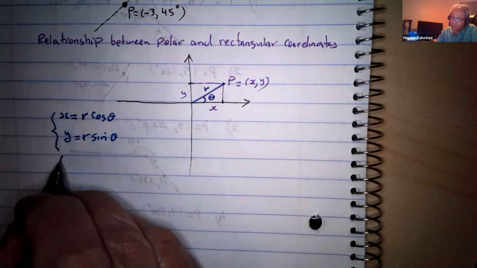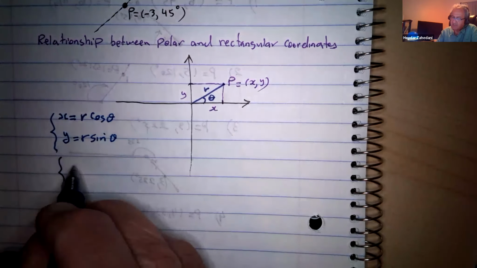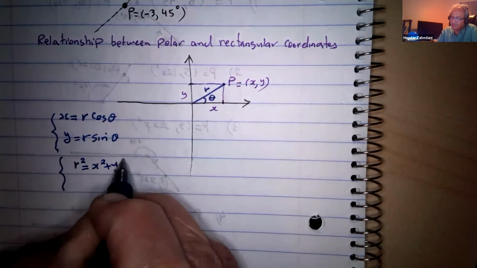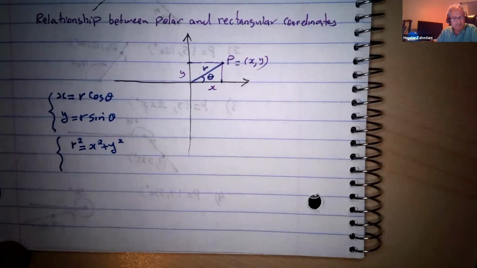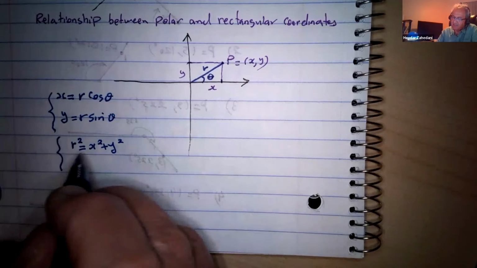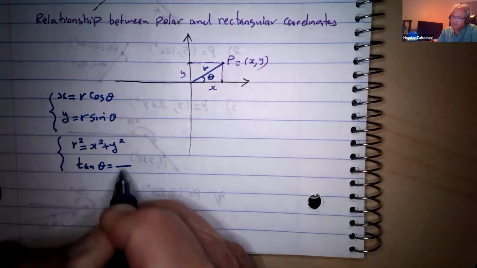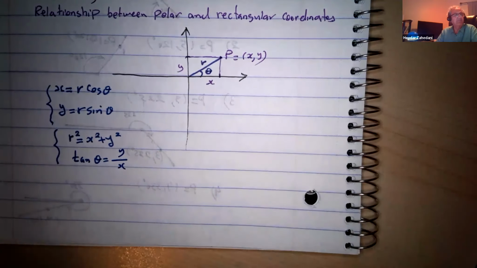But the other one is, in this right triangle, R squared is equal to X squared plus Y squared. So if you give me X and Y, I can find R quickly. And then I can get theta by using this idea that the tangent of theta is going to be Y over X. You see? So that would be very useful, going from one to the other.